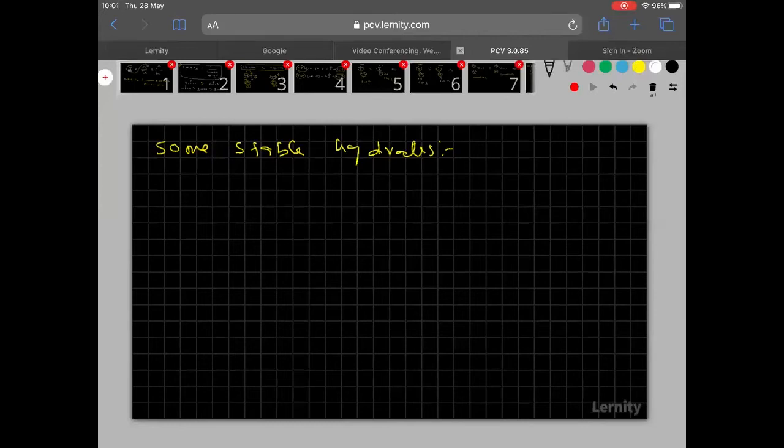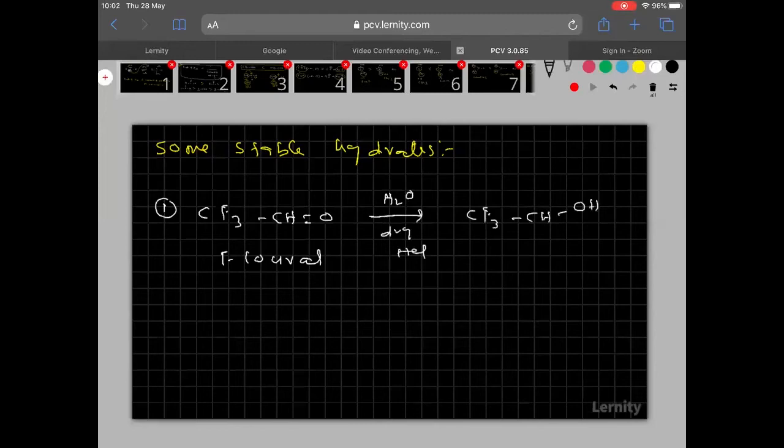Okay, in that first one you see now. First one, I am taking this compound. What is the name of this one? This compound is called fluoral. Clear? So fluoral is added to water in presence of dry HCl. So 2 OH groups should be on the same carbon, CF3, CH, OH and OH.